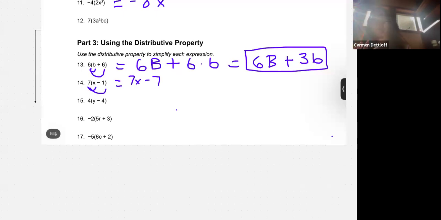Okay, I'm going to let you try 15 on your own. Let's do 16 together. Negative 2 times parentheses 5r plus 3. Okay, I'm going to distribute. So I draw my little distribution underneath. I have negative 2 times my first term and negative 2 times my second term. So negative 2 times 5r. Negative 2 times 5 is negative 10r. And then I've got negative 2 times positive 3, which gives me negative 6. Okay, there's more ones for you to practice. Plus, of course, there's some in your homework too.